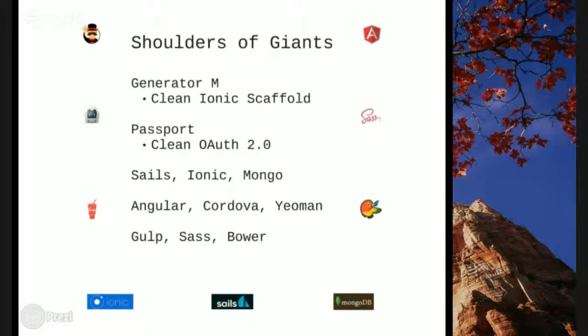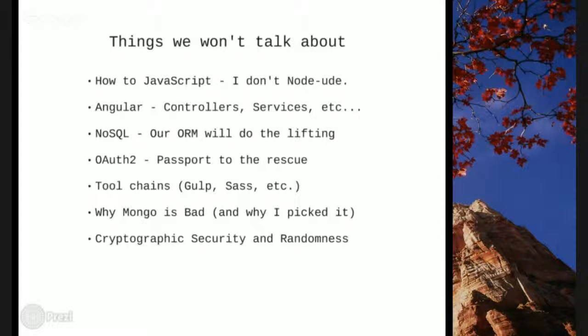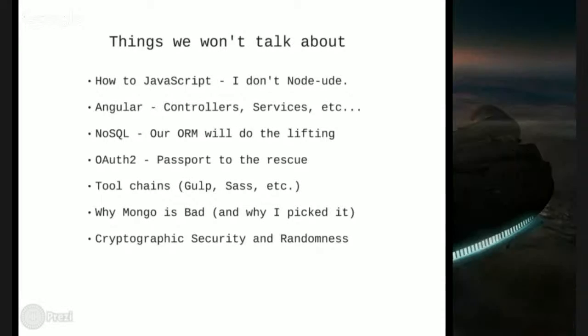Those are front-end tools. Things that we are going to talk about: how to JavaScript, because I don't know, dude. Angular services, controllers, what are they? NoSQL, because our ORM is going to do a lot of everything. I know that's kind of a big part of Mongo, but that's also a big part of why I'm using Sails. OAuth 2, I'm not going to talk about access tokens, refresh tokens, anything like that.